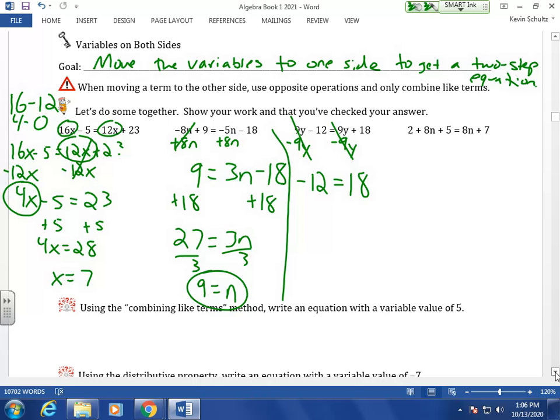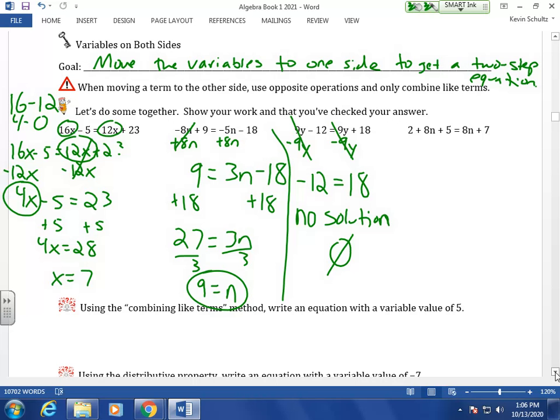Because if 9 times y is the same thing, on one side you're subtracting 12, on the other side you're adding 18. Those are never going to be equal. So this is a situation where there is no solution. And the symbol for that is a 0 with a line through it. There's no possible way to make this equation balanced.